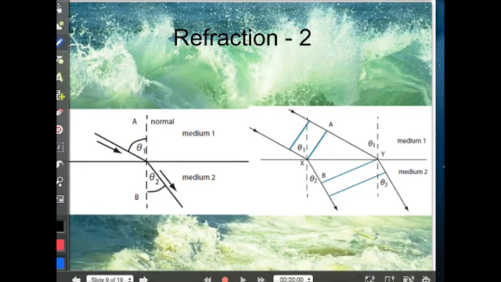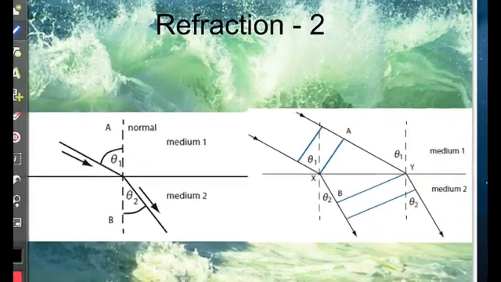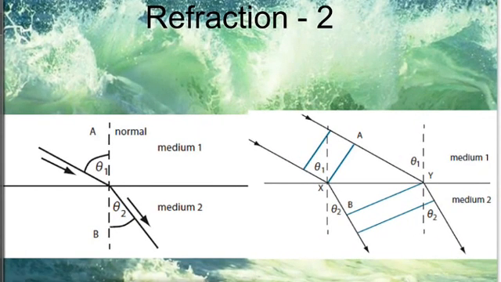Now, when we have refraction, and we're looking at the angles involved in refraction, again, all of these lines are measured from the normal line, which is this line perpendicular to the surface at the point at which the wave enters the new medium, at the point at which the two mediums are in contact and the wave hits.